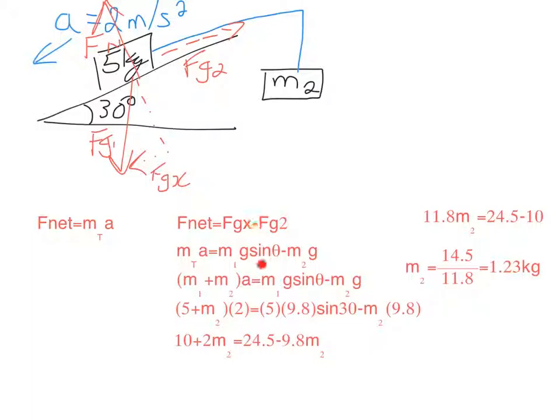So you can see the substitution work that we did all the way through here. We understand that F net is MA, in this case it's just the total mass. FGX is M1G sine theta. FG2 is M2G. And then we just did another substitution that the total mass is these two added together. We needed to remember that the acceleration, whether it's positive or negative, we foiled this through. 2 times 5 gives us 10. 2 times M2 gives us 2 of those. And we have 9.8 of them here. We just then move stuff over, and then we did the rest of our math.